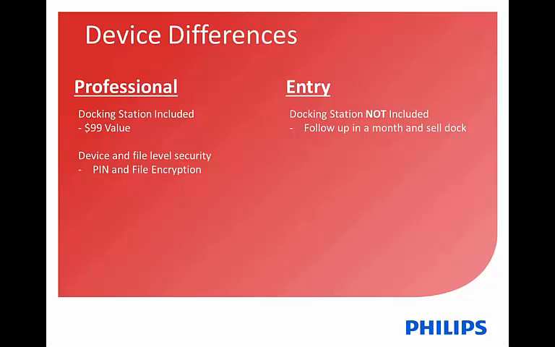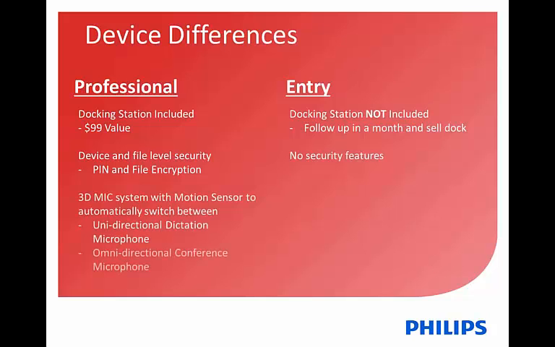You also have device and file level security in the professional device, which means a 4-digit PIN to unlock the device, and also file encryption on the card. So if someone were to get a hold of your recorder, take that memory stick out and put it into a different recorder or into their computer, the files themselves are encrypted. So you have protection on the device and file encryption at the professional level, whereas the entry doesn't have those security features.